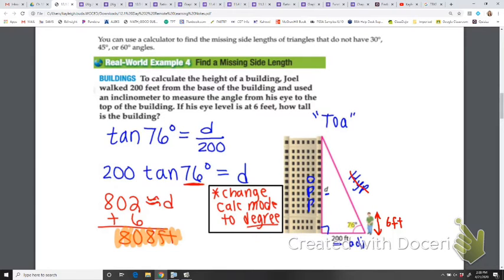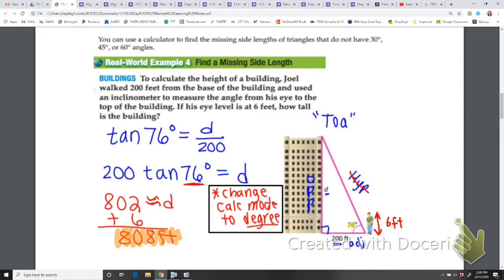He's using an inclinometer to measure the angle of his eye to the top of the building. So his eye level is at 6 feet. How tall is the building? So we know Joel is 6 feet tall. He uses a tool that measures to the top of the building, which creates a right triangle with the angle at 76 degrees. So now you want to highlight or identify your 76, label the three sides, opposite, adjacent, and hypotenuse.